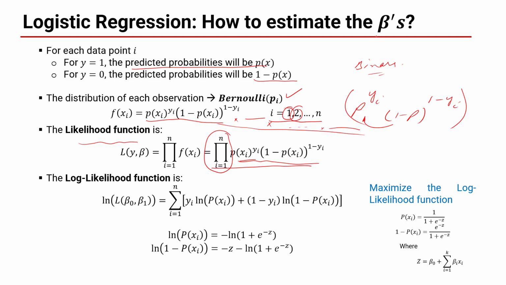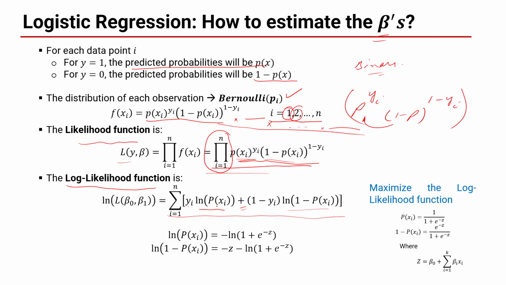So in order to estimate these betas, what we are going to do is find the log likelihood function, and we are going to maximize this log likelihood function. In order to find the log likelihood, we take the natural log on both sides. We know that if two terms are multiplying, then after the log we can add them. So yi comes first, times ln of the probability, plus 1 minus yi times ln of 1 minus the probability, and we are going to sum all these, because they were multiplied.